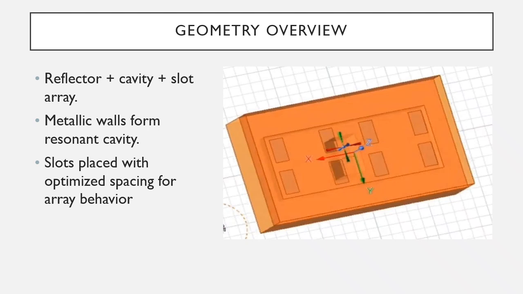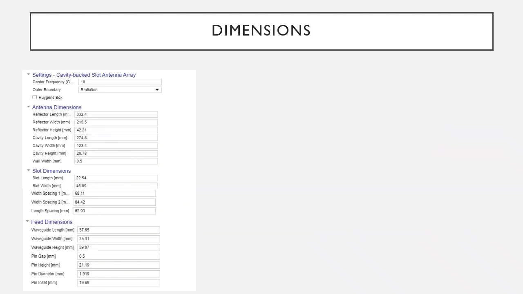This slide shows the reflector, the cavity walls, and the slot antenna array on the top surface. The cavity acts like a resonator, while the slots act as radiating elements arranged as an array. These are the physical dimensions used in the design. The slot length, width, spacing, and cavity depth are chosen such that resonance occurs near 10 GHz frequency.